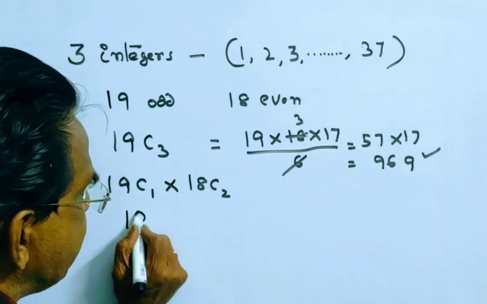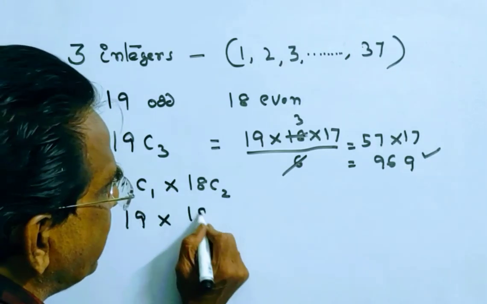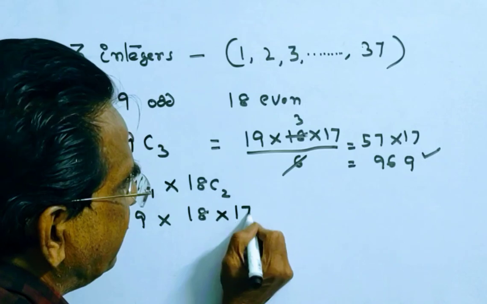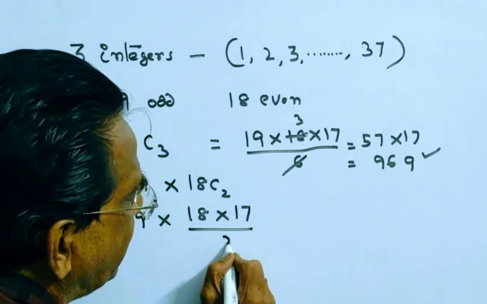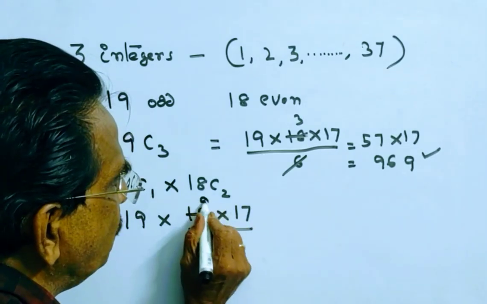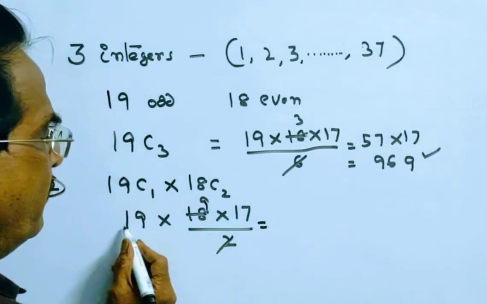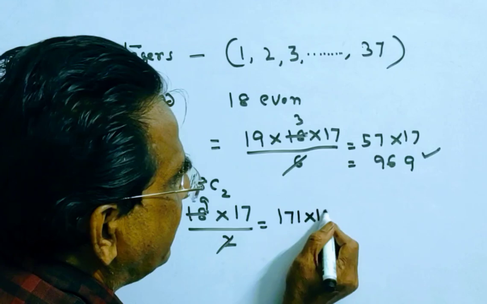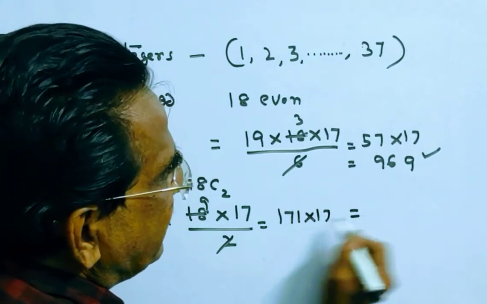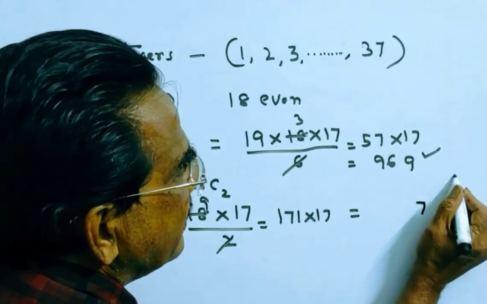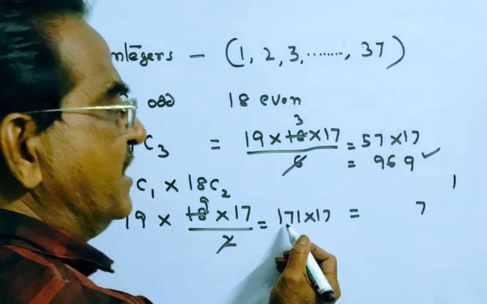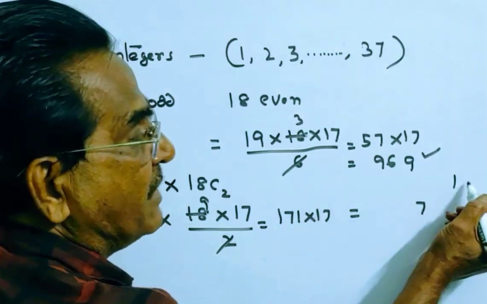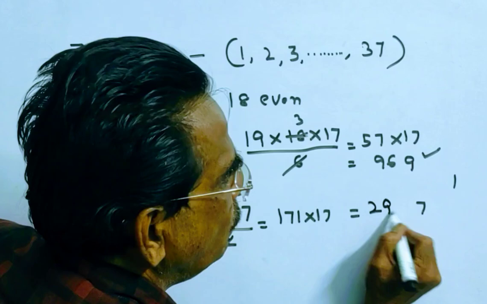And coming to case 2, 19C1 means 19 into 18C2. 18 into 17 by 2 factorial, 2 nines. That is equal to, friends, 9 times 19 is 171, into 17. 17 ones are 17, 17 sevens are 119, 17 ones are 17, so 2907.